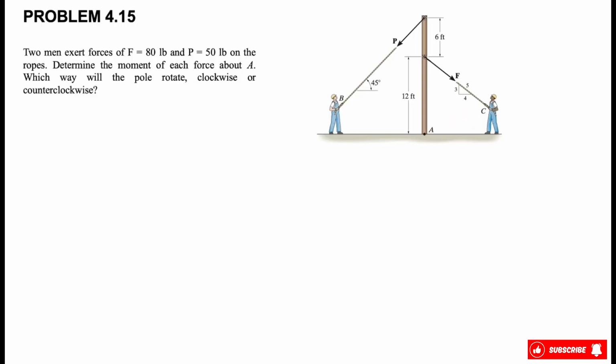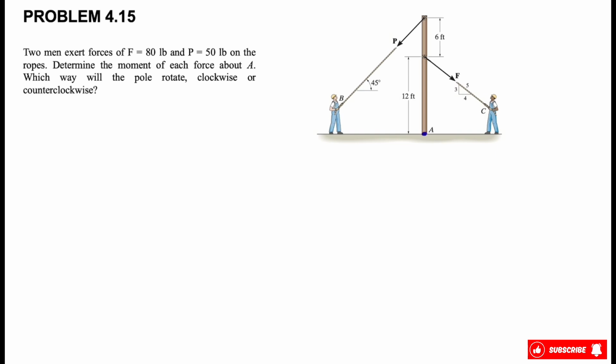Alright guys, welcome back. We have a question from chapter 4, and in this question we know that two men exert forces of F equals 80 pounds and P equals 50 pounds on the ropes. We need to determine the moment of each force about point A, and in the second part of the question, which way will the pole rotate, clockwise or counterclockwise.